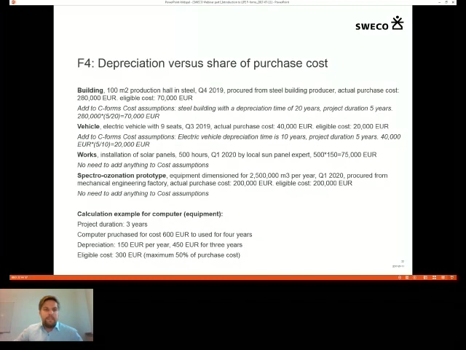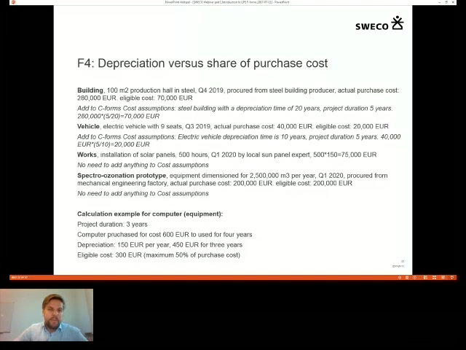If we take an example of a vehicle, we had some questions on whether it's possible to buy a vehicle. This depends very much on the purpose of the vehicle. In any case, it should be electric or at least relatively emission-free, I think, for the evaluators to appreciate such a cost post. But equipment vehicle, for example, here we take an electric vehicle with 9 seats.